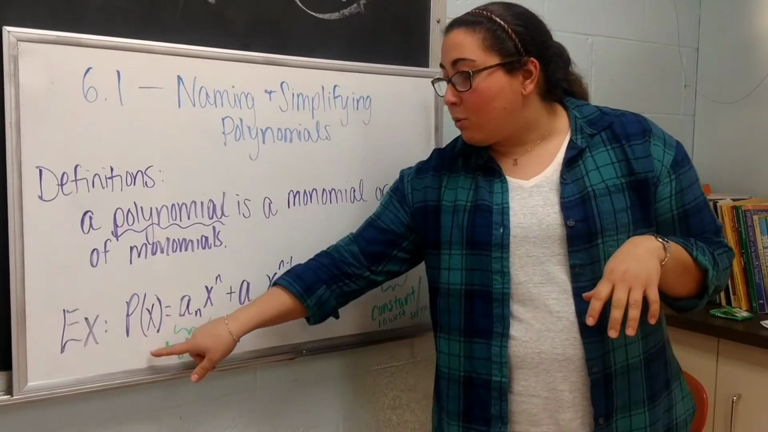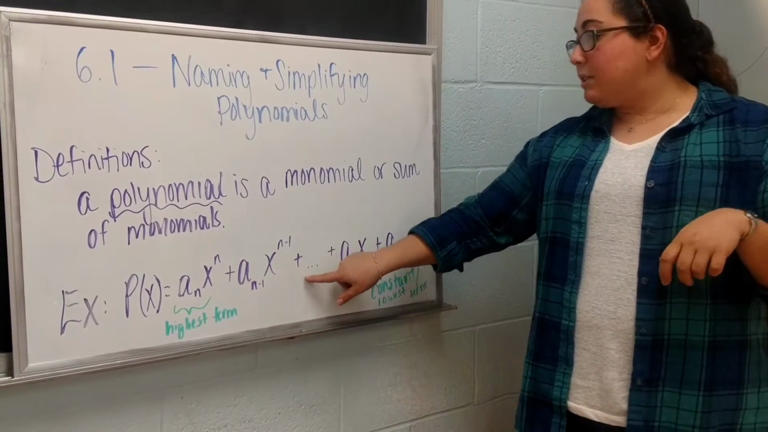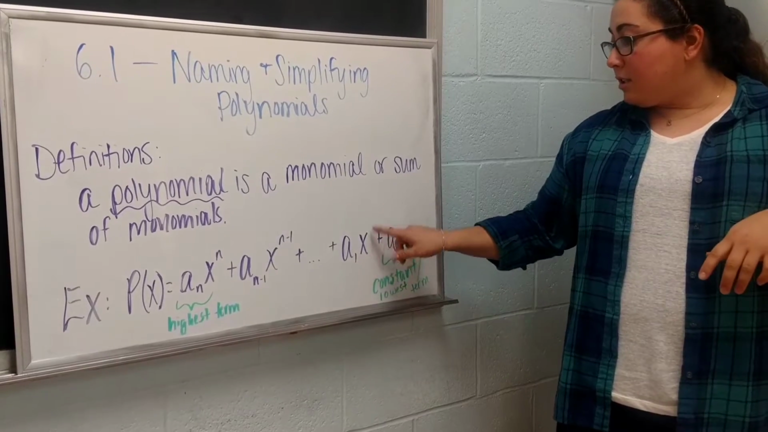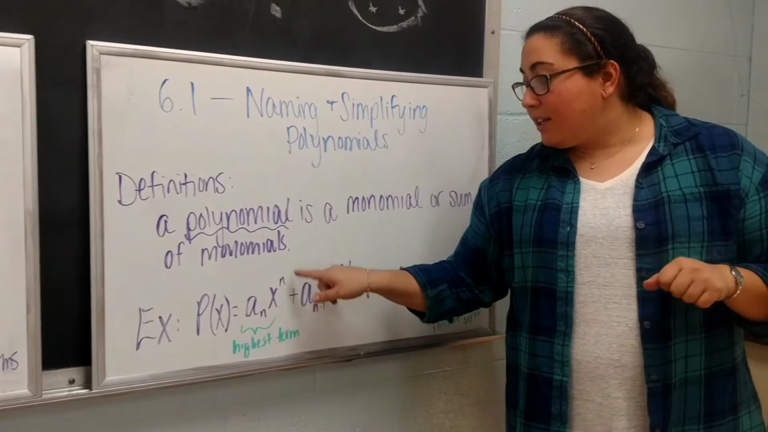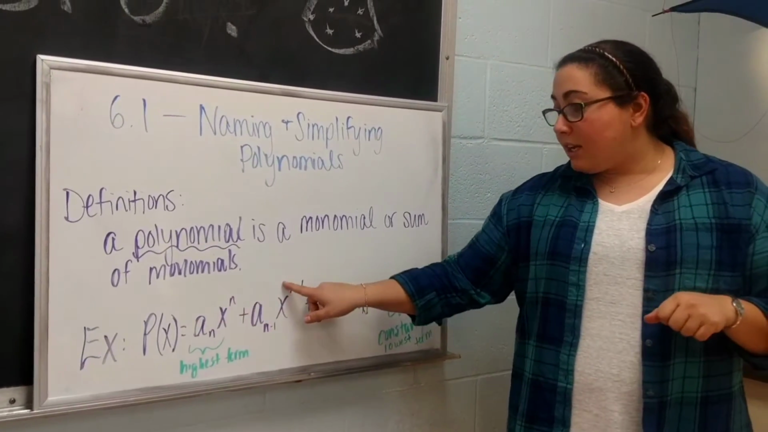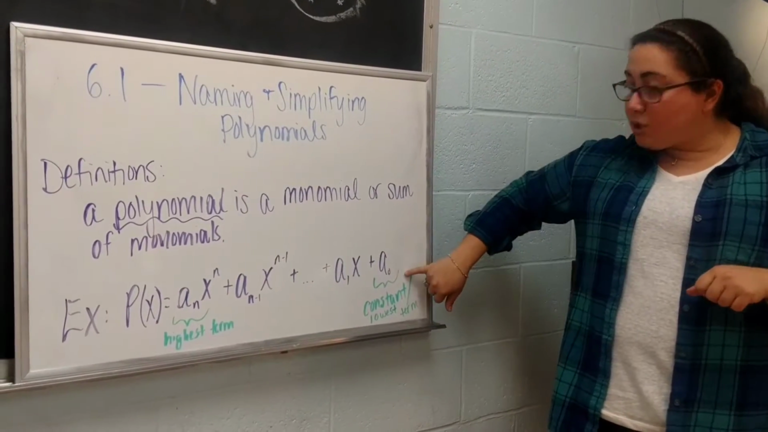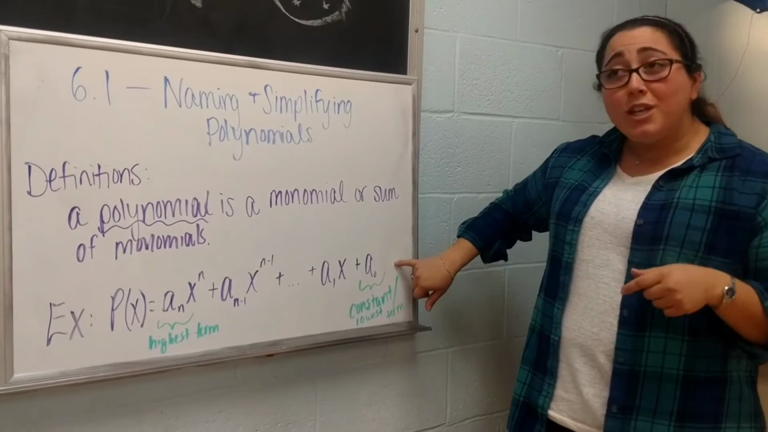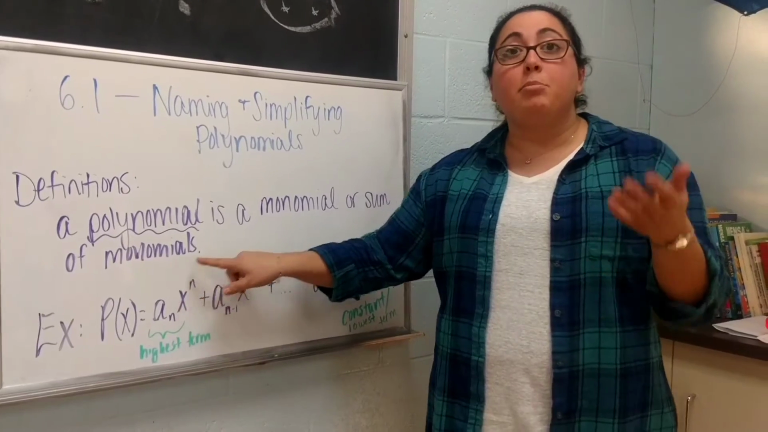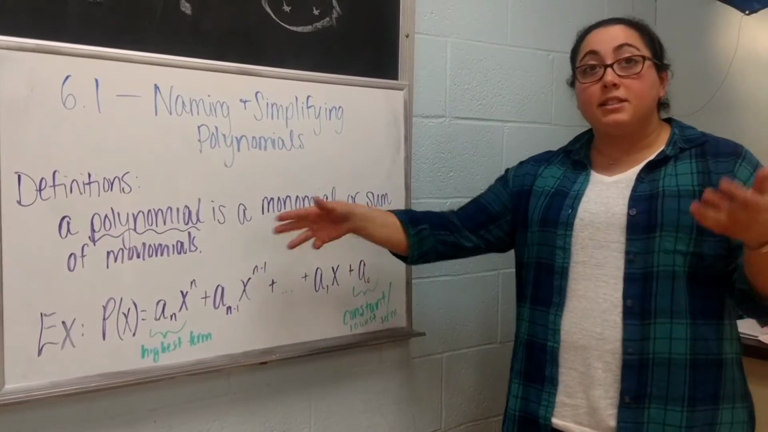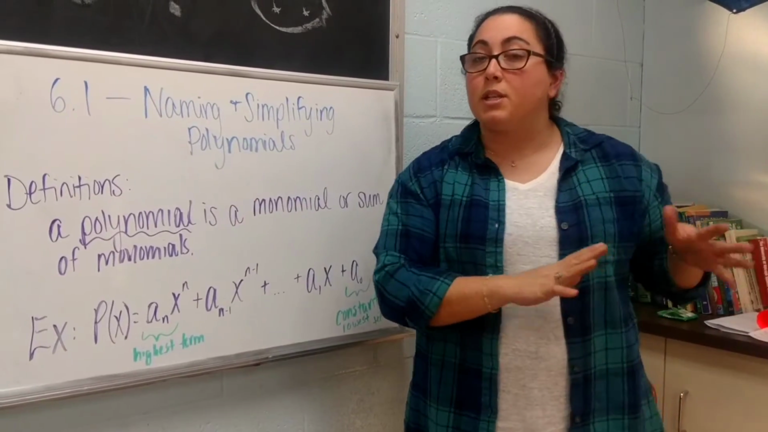An example of a polynomial is a sub n x to the n plus a sub n minus 1 x to the n minus 1 plus and so on, a sub 1 x to the first power plus a sub 0. What that means is that you have your highest term, then the next highest term, then the next highest, until you get to your lowest term, which is usually a constant, but not always. So if this was something like 3x squared plus 4x minus 8, that standard form is considered to be a polynomial in the correct form.